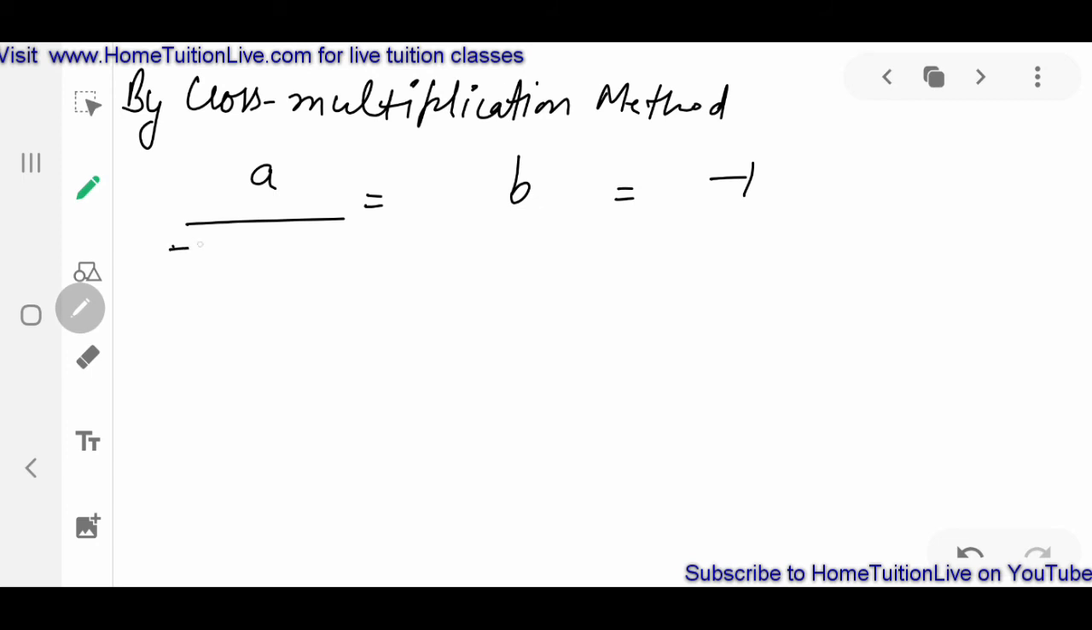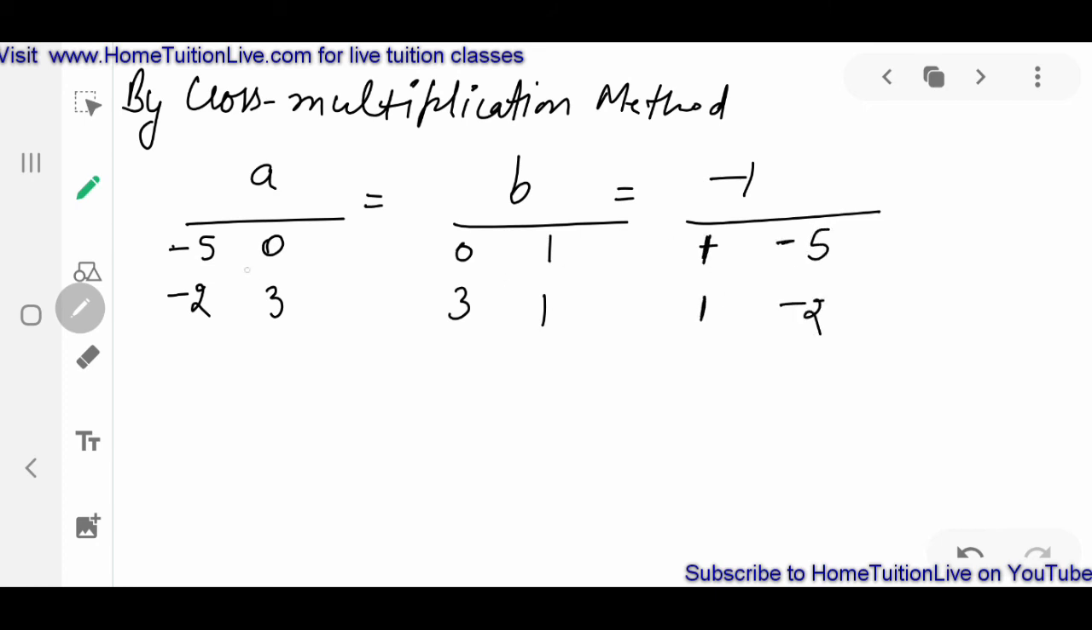b1 is minus 5, b2 is minus 2, c1 is 0, c2 is 3, then c1, c2, a1, a2. Now again, this is a1, a2, b1, b2. Now cross multiply this.